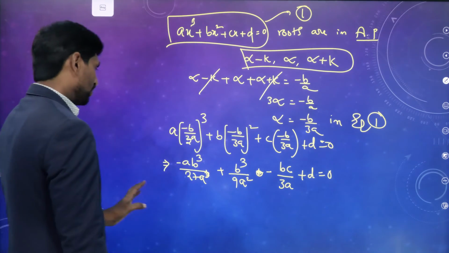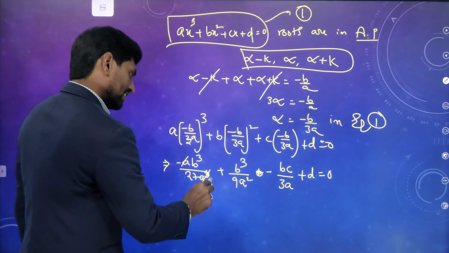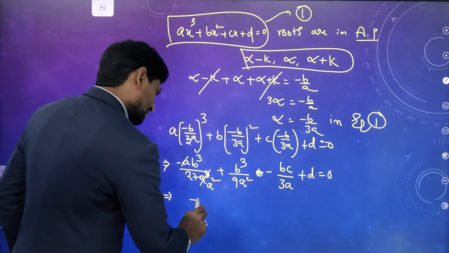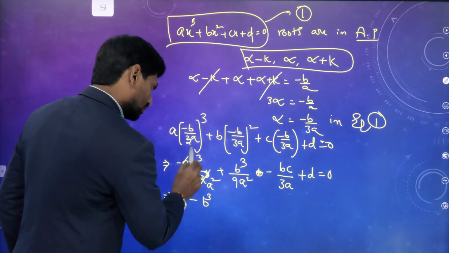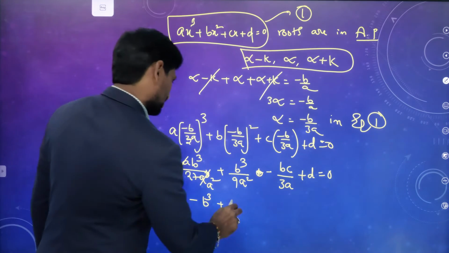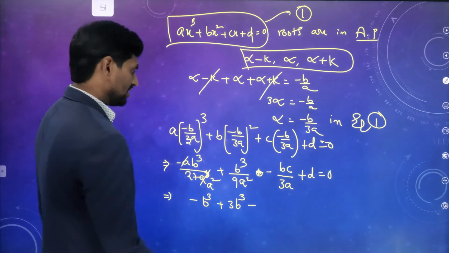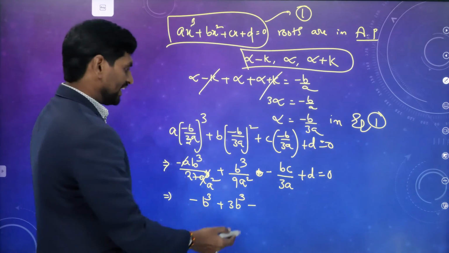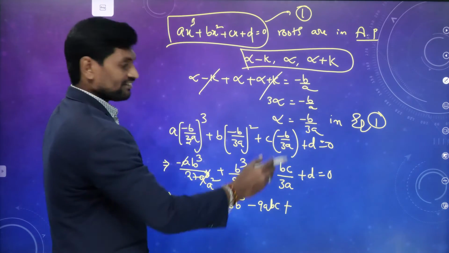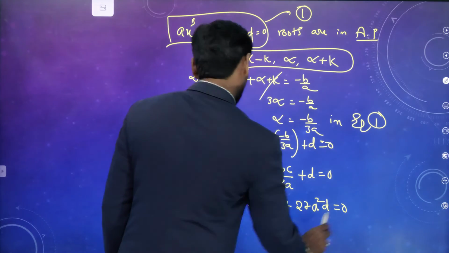For all of them, I am going to multiply with 27a square, because here a square cancels against a cube. So I multiply by 27a square. What is remaining? Minus b cube, because numerator and denominator cancel. Plus here, how many times 9? 3 times, so 3b cube. Minus, 27a square divided by 3, 9 times, 9a into bc, plus 27a square into d equals 0. This is the condition.